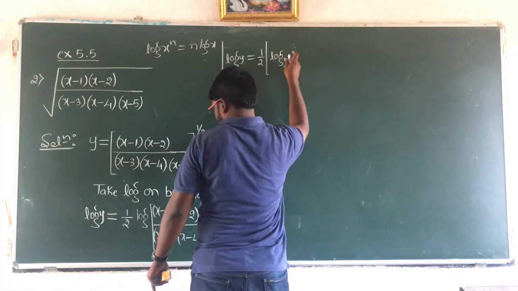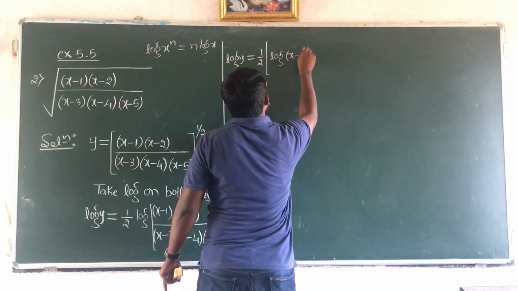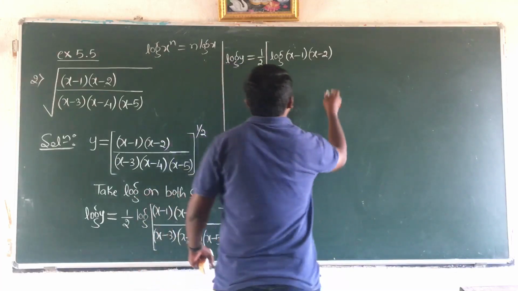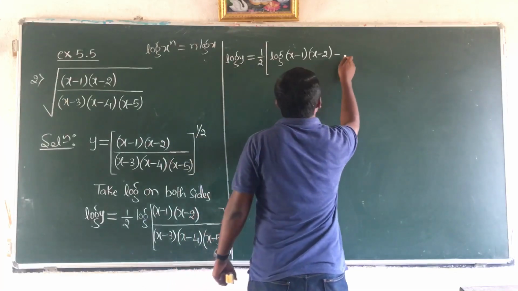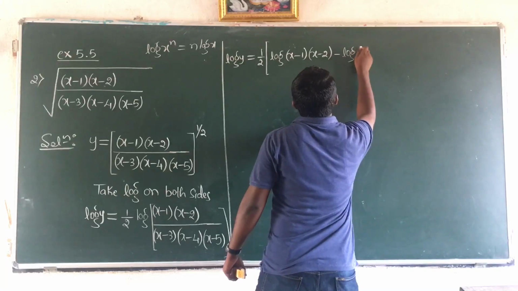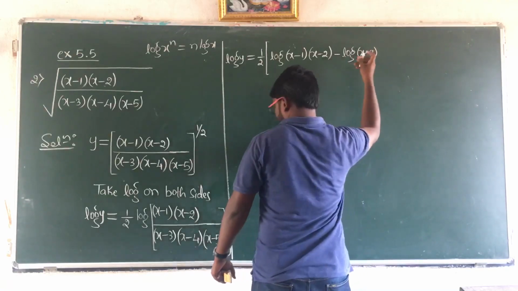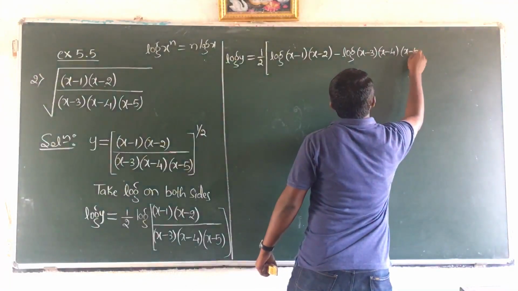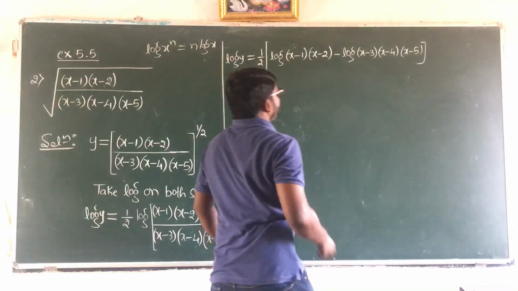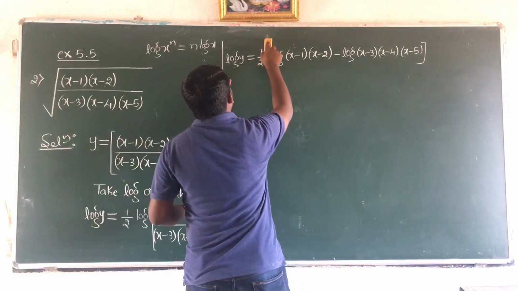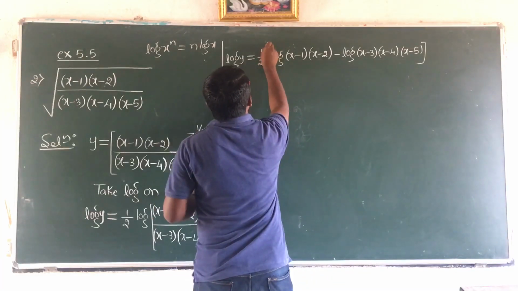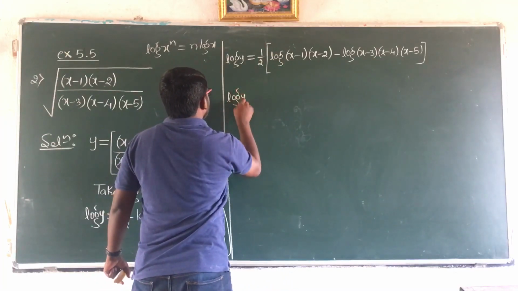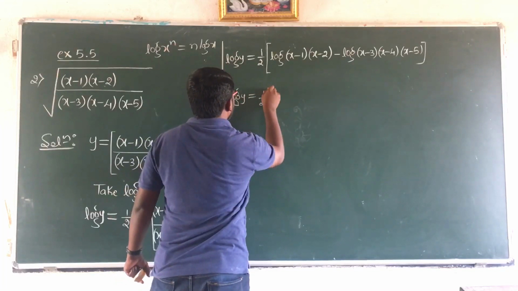Log x, x is the numerator: log of x minus 1 into x minus 2, and then minus log of x minus 3 into x minus 4 into x minus 5. So this is all about the log of x by y. Now see here, log y is equal to 1 by 2.